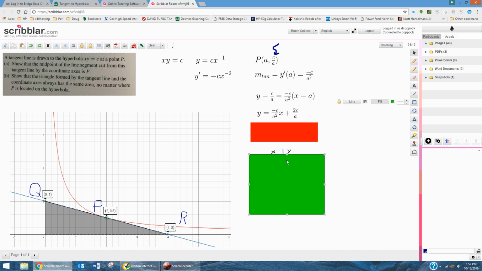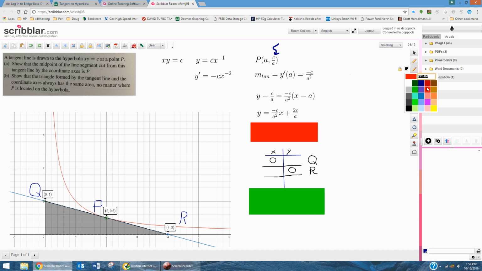Well, you can think of making up a little table if you want. When x is 0, picture plugging 0 into the equation of the tangent line to get the corresponding y value. So if x is 0 for this equation right here, let me go with this color. If I put 0 in for x there, the first term disappears and I get 2c over a.